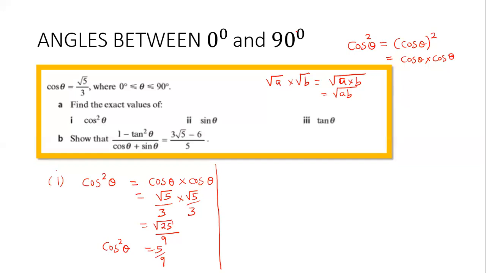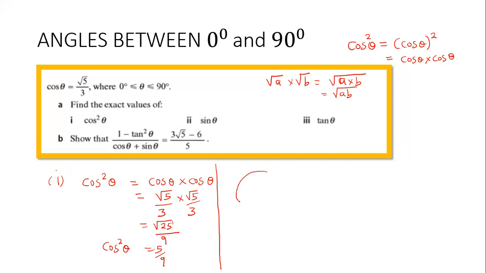Okay, people are saying the thing is okay. Very good. Now we are going to look at part 2. To do part 2, they want us to find sine theta. But like we have said, our angle is between 0 and 90, and that means that our angle is an acute angle.